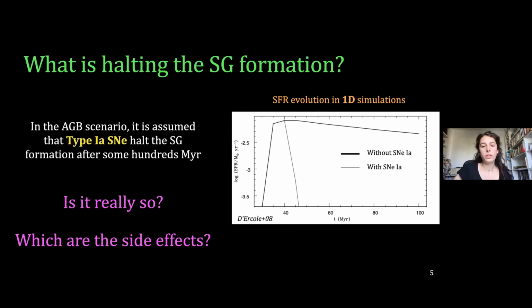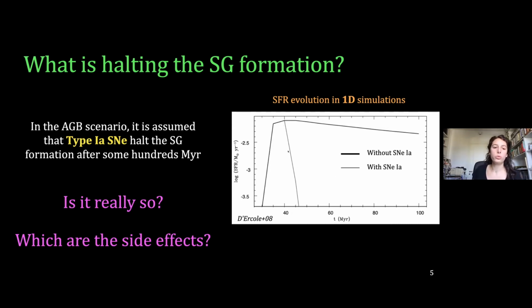But one of the leading and still unanswered questions regarding the AGB scenario is what has halted the star formation of the second generation. Generally, it is assumed that type 1a supernovae have halted the formation of this second generation after some 100 megayears. Here you can see the results of a one-dimensional simulation in which type 1a supernovae are assumed to start exploding at around 40 megayears. And as you can see in the model with type 1a supernovae, the star formation rate drops almost immediately.